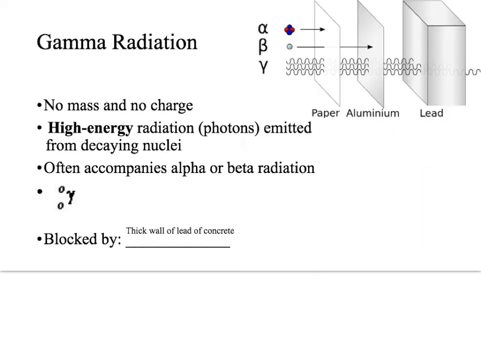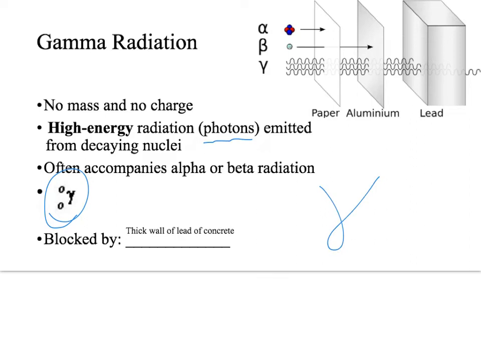Our last type of radiation is gamma radiation, and gamma radiation is kind of the highest energy and the most dangerous of all of the types of radiation that we've looked at. It doesn't have any mass, there's no charge, it is actually just a wave, or what we call a photon, and we'll talk more about that later in this unit. It generally comes with alpha or beta radiation. The symbol for this one that you'll see is 0 mass, 0 atomic number, and a gamma symbol, which is just kind of a loopy y there.